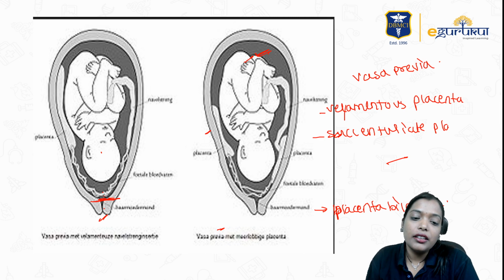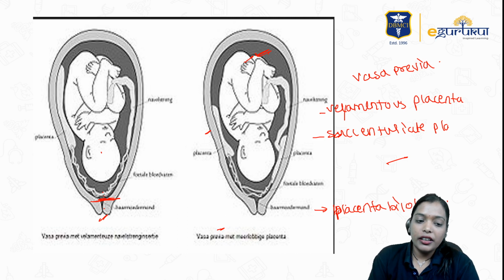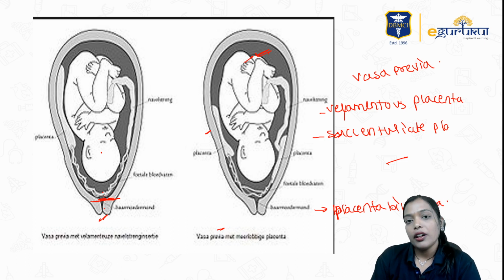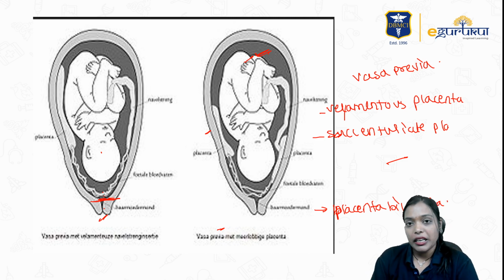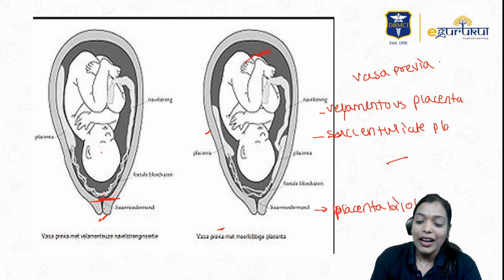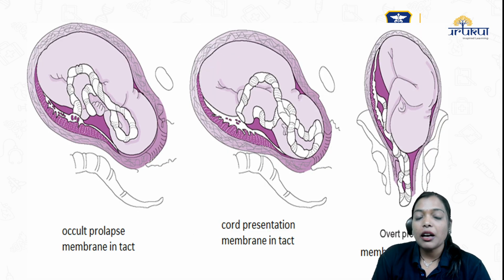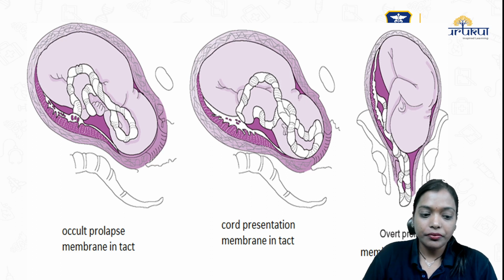So in all these, the fetal membranes with vessels are present just above the internal os. In all these conditions, that is Velamentous placenta, placenta bilobata and Subcentrated lobe, the fetal vessels with membranes are present above the internal os. So that is regarding the VASA Previa.